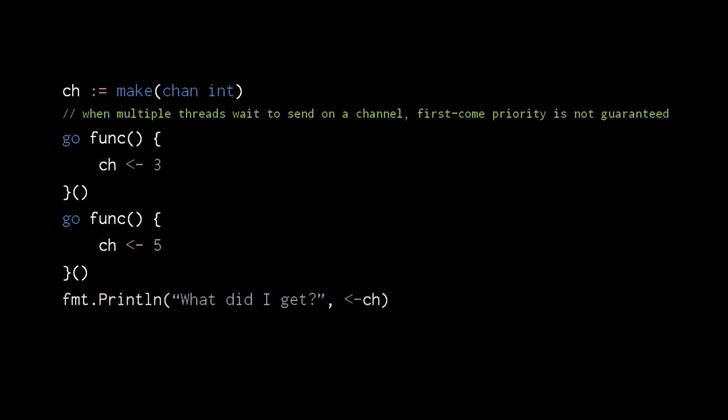Likewise, when multiple threads are waiting to send on a channel, the thread which waits the longest is not guaranteed to get priority when a value is read from the channel. So here, either one of these threads might send its value on the channel before the other. However, to avoid threads getting stuck waiting for too long, the runtime does attempt to prioritize longer waiting threads, but again, no guarantee is made that the longest waiting thread always gets the next turn to send or receive.